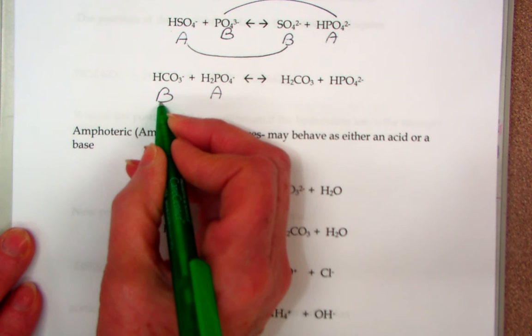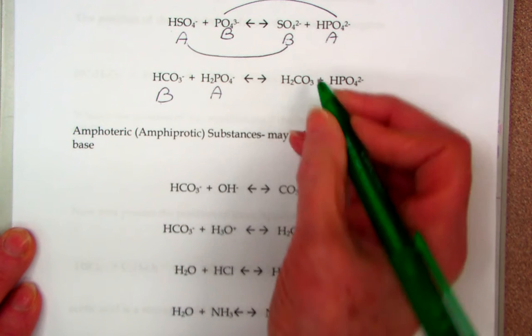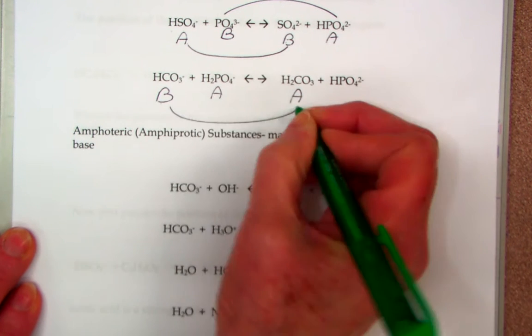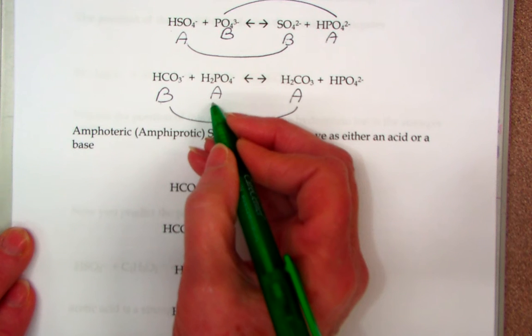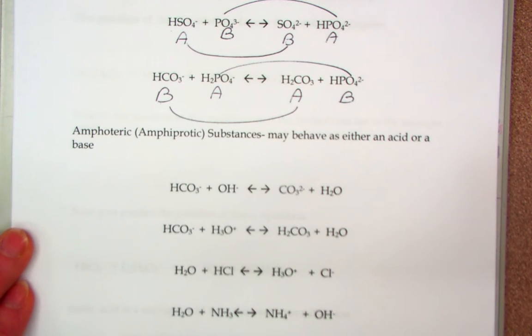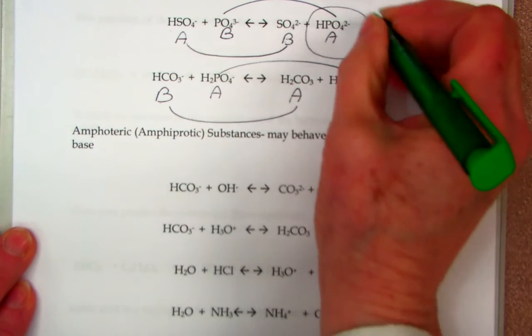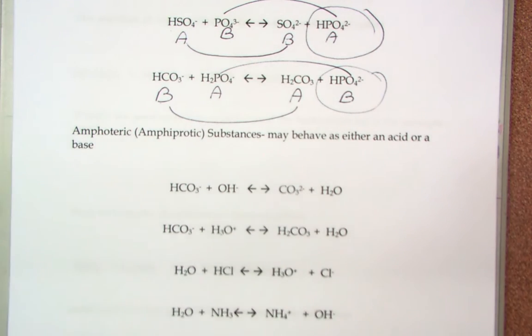What is the conjugate acid of the hydrogen carbonate ion? Carbonic acid, H2CO3. And what is the conjugate base of the dihydrogen phosphate ion? So, wait a minute. Up here, you told me that was an acid, and down here you're telling me the hydrogen phosphate ion's a base? Is that right? Yeah, it's right, because it's in relationship to something else.